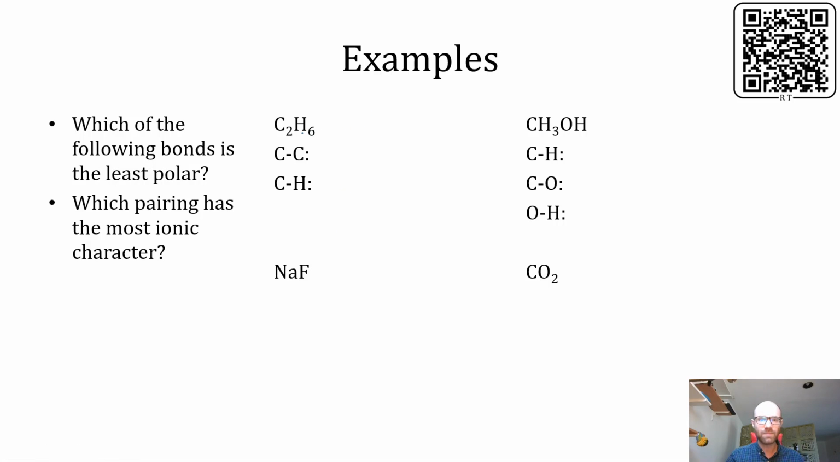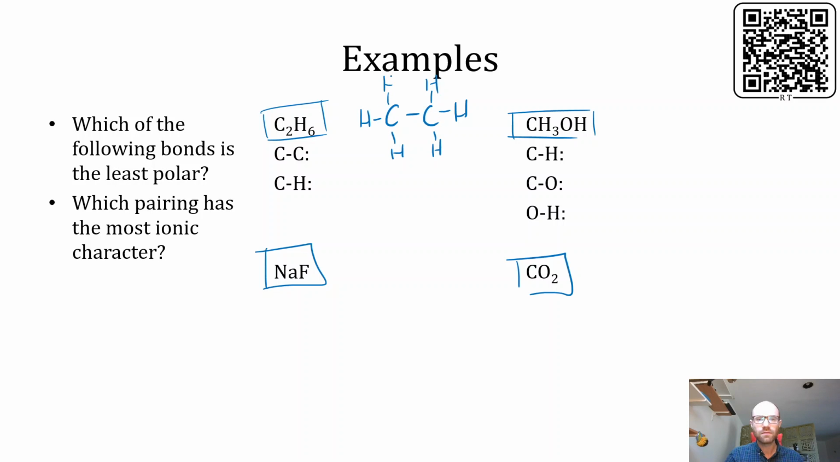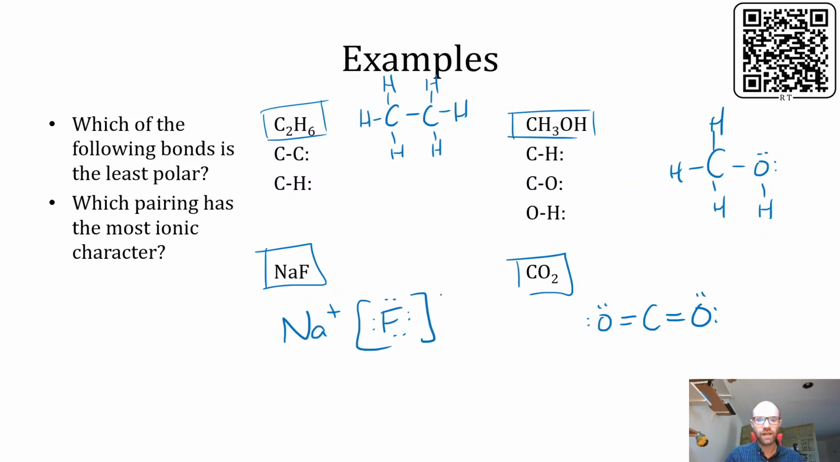So for a couple of examples, if you want to draw these molecules, you can hit the pause button and do that yourself, but I'm going to quickly put in the structures so that I can have this discussion. Don't forget that sodium fluoride is, of course, ionic. So the questions here: which of the following are least polar? Which pairing has the most ionic character?